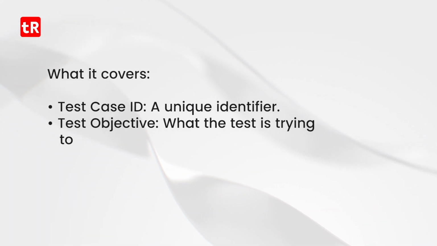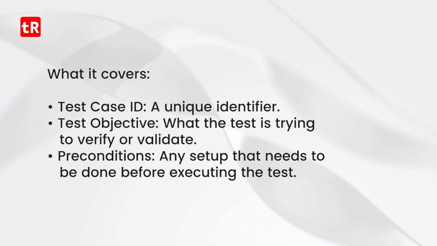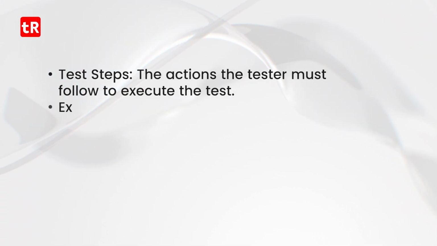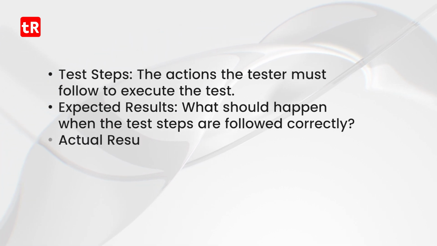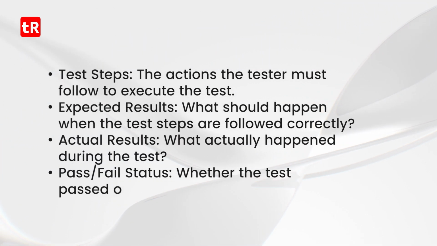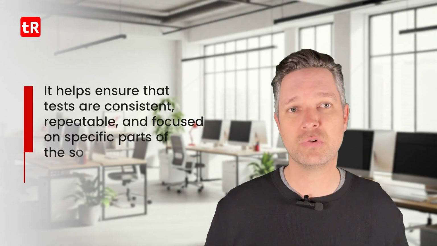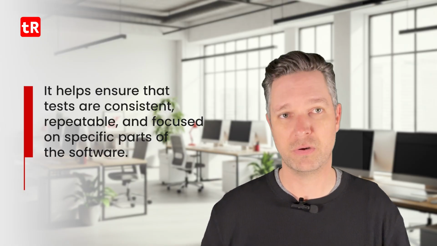What does it cover? It covers test case ID, a unique identifier, the test objective, what the test is trying to verify or validate, preconditions, which are any setup or needs that need to be done before executing the test, steps, the actions the tester must follow to execute the test, expected results, what should happen when the test steps are followed correctly, actual results, what actually happened during the test, pass-fail status, whether the test passed or failed. Now, why it's important, it helps ensure that tests are consistent, repeatable, and focused on specific parts of the software.